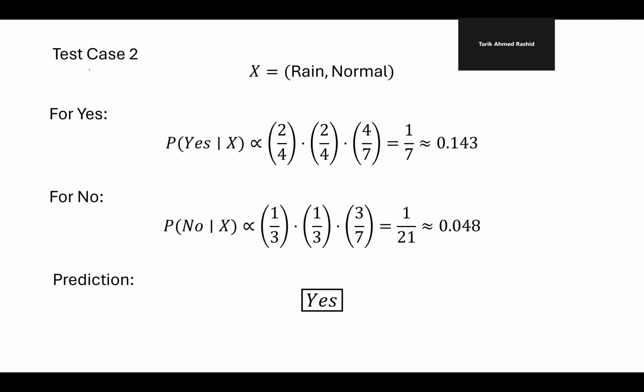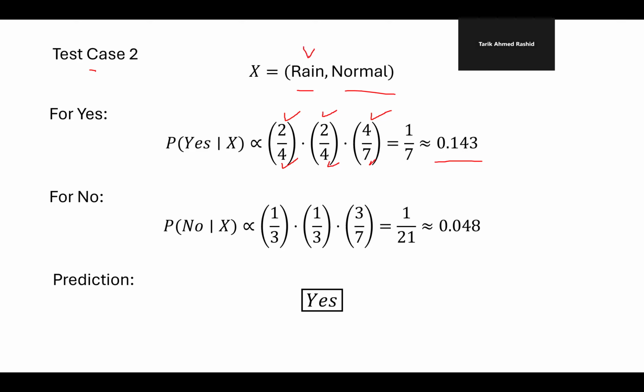Likewise, we can do it for case 2 if we have rain and normal. How many rains do we have? 2 rains with yes over 4 yeses in the sample data set. Now, for normal, 2 normal we have whose values are yes, so 2 yeses in the normal feature over 4 yeses we have. Now, again, 4 yeses in the data set over the whole 7 samples we have. So that's 0.143.